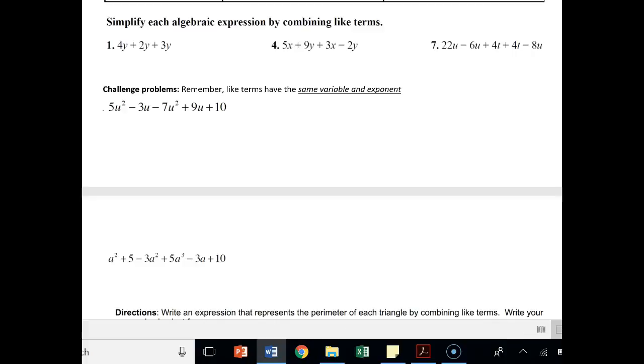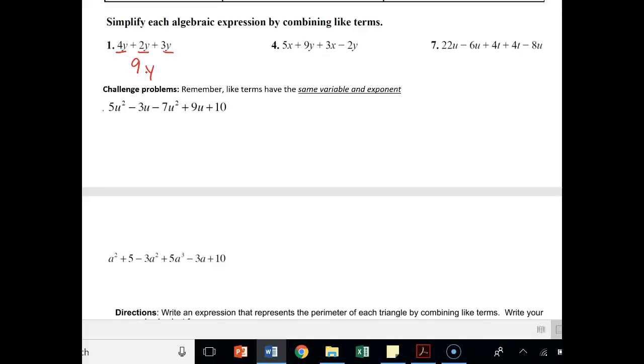So again, we're just trying to simplify each algebraic expression by combining like terms. In number 1, like terms are 4y, 2y, and 3y. They're all like terms. So we're going to add the coefficients, 4 plus 2 plus 3, which is 4 plus 2 is 6, plus 3 is 9, and keep the variables. So we get 9y as our answer.